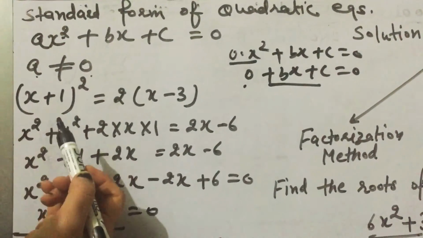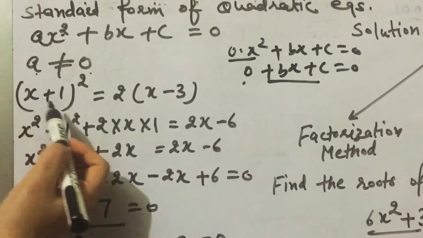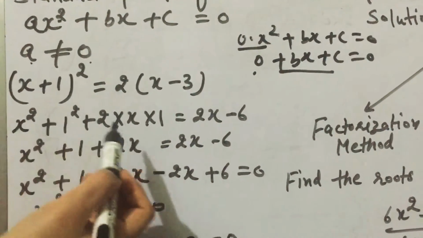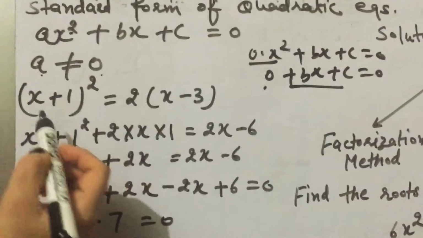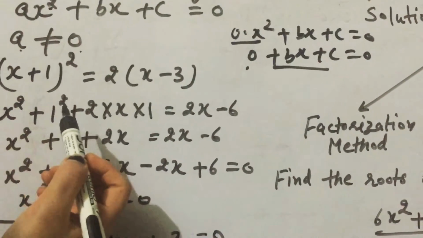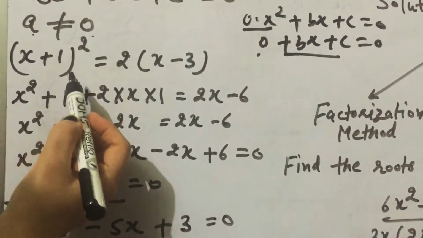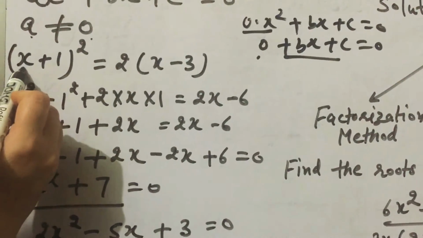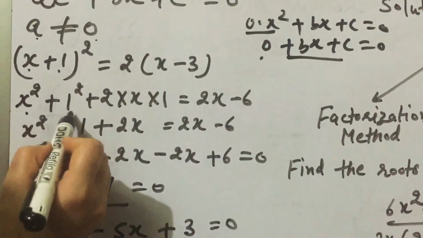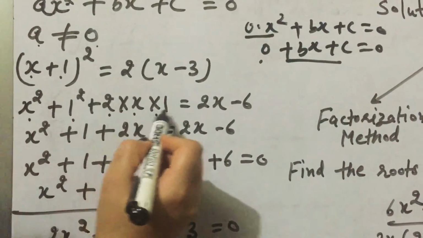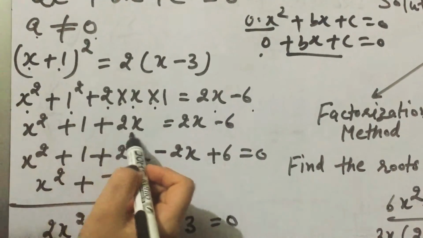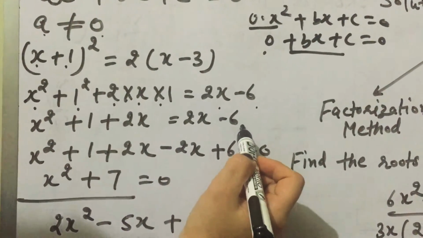Now we have to check whether x plus 1 whole square equal to 2 into x minus 3 is quadratic or not. So we have to open this bracket with the identity a plus b whole square equals a square plus b square plus 2ab. In the place of a we have x, in the place of b we have 1. x square plus 1 square plus 2 into x into 1 equal to 2x minus 6. x square plus 1 plus 2x equal to 2x minus 6.